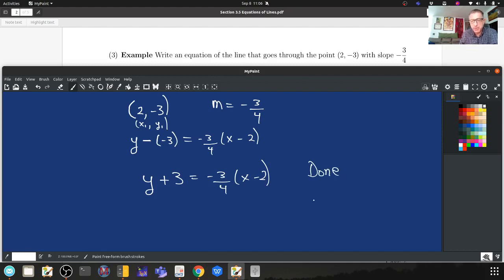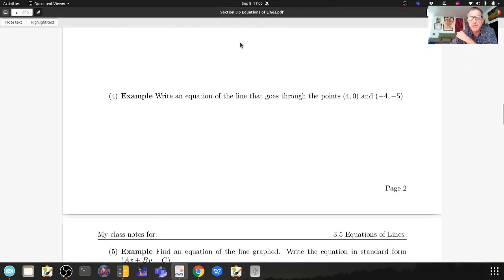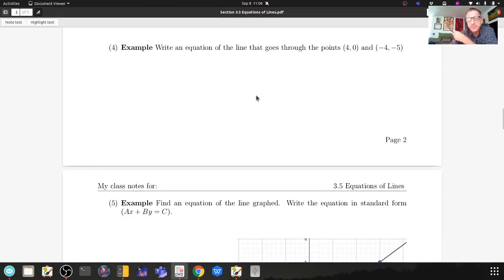That is a perfectly valid equation in point-slope form. Yeah, it doesn't look like a y-intercept form because it's not y-intercept. It's point-slope. Let's do one more. It won't hurt, I don't guess.